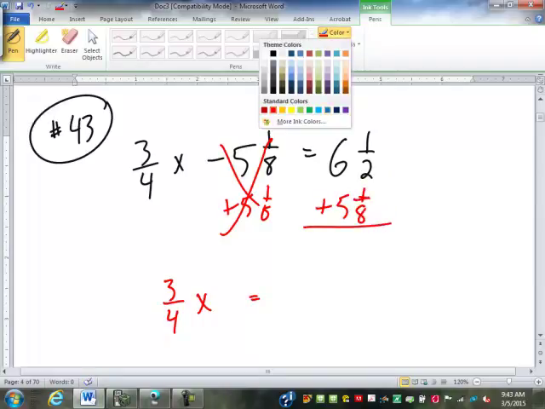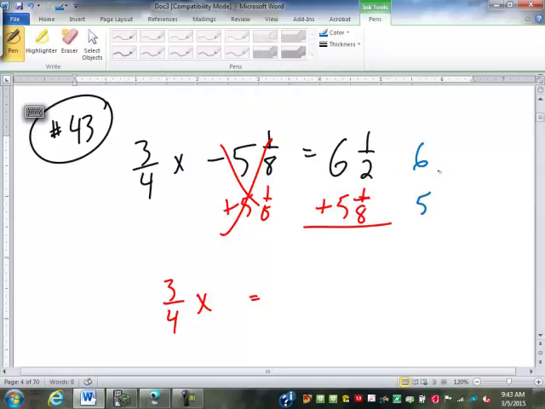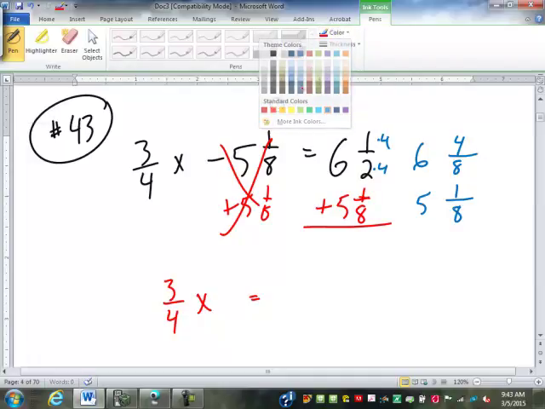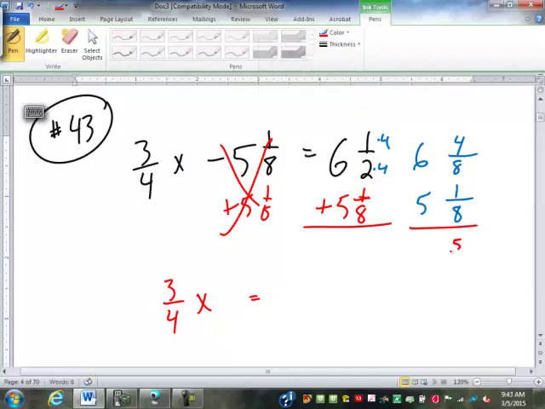Of course, to do that, we need a common denominator, which will be 8. So this is going to stay 1/8. 2 times 4 makes 8, so 1 times 4 is 4. This will be 4/8. 4 plus 1 is 5/8. 6 plus 5 is 11. 11 and 5/8.